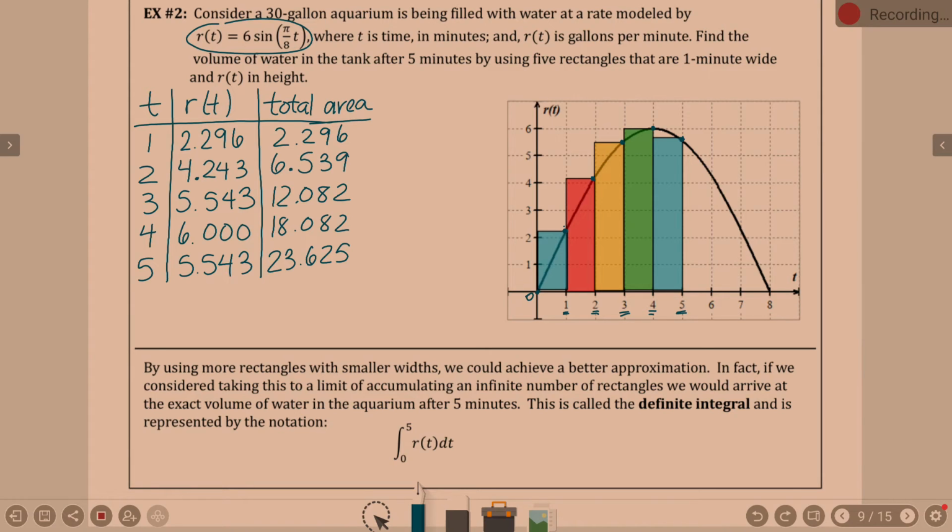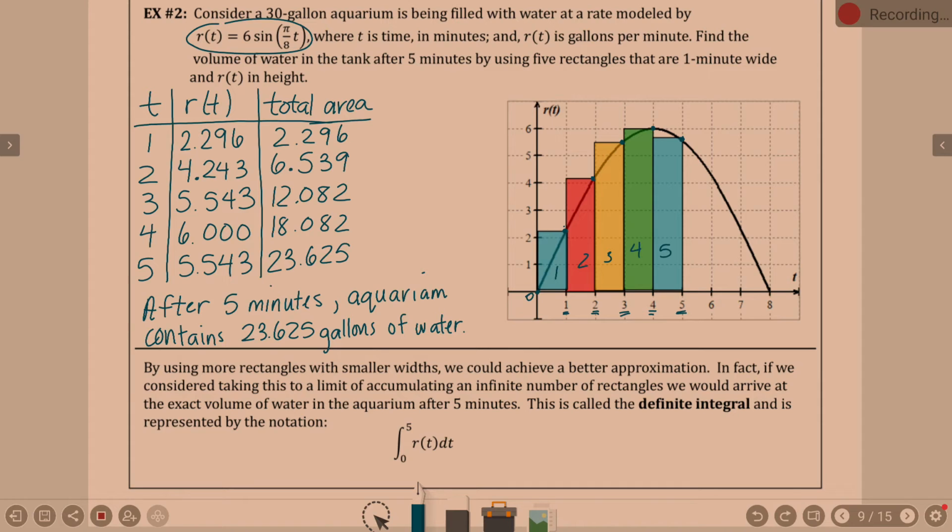Okay. So the question was find the volume of water in the tank after 5 minutes by using the 5 rectangles that are 1 minute wide. So after 5 minutes, because we've got 1, 2, 3, 4, the 5 rectangles. After 5 minutes, the aquarium has 23.625 gallons of water in the tank. After 5 minutes, the aquarium contains 23.625 gallons of water.